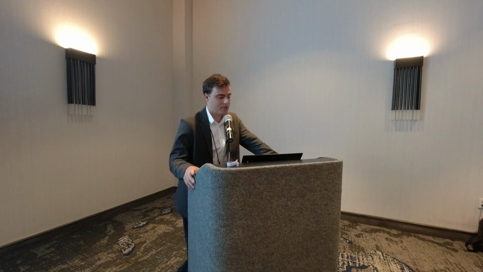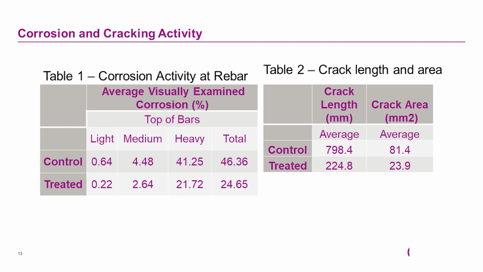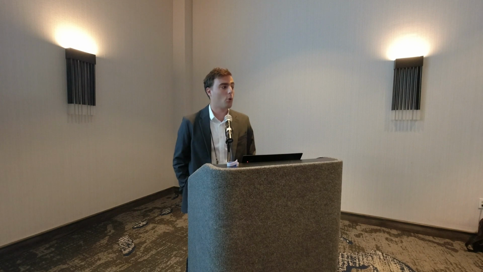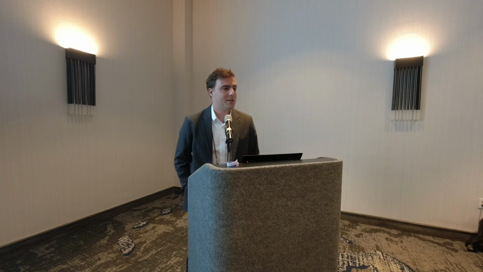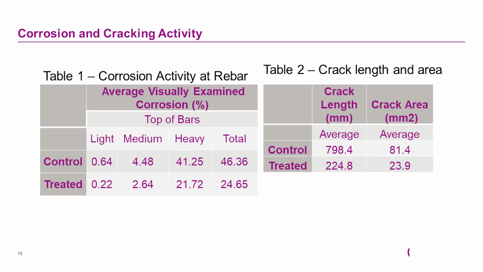So here are the results that we have with our product. The average visually examined corrosion percent on the top bars. You can see that there are significant reductions throughout, but there is still corrosion in the treated bars. That is because the corrosion has started before the corrosion inhibitor is applied. There's no way to test a corrosion inhibitor after it's applied without having corrosion, because you need the corrosion to start in order to inhibit it. And then the total crack length is also measured, and again, you can see significant reductions there as well.